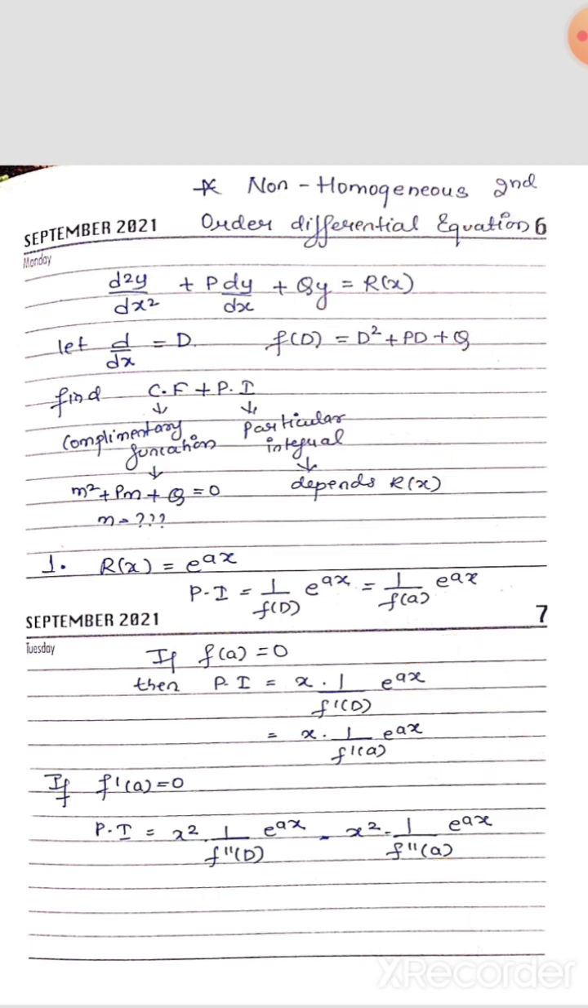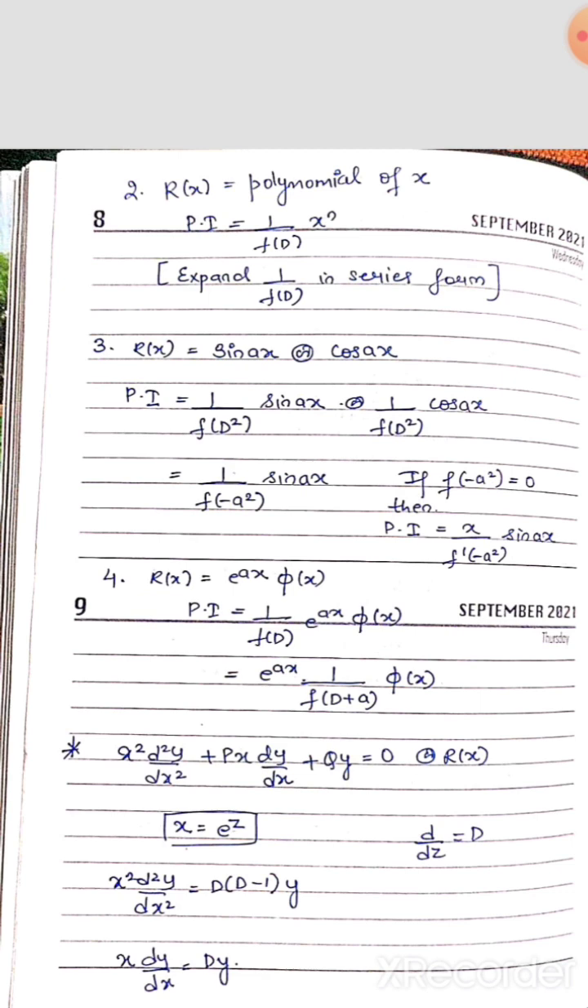Okay, next, if R of x is a polynomial, then the particular integral will be 1 by f of D, x to the power of n. If R of x is sine of ax or cos of ax, find the particular integral 1 by f of D square, sin ax or 1 by f of D square, cos ax. Then it becomes 1 by f of minus a square, sin ax. Here, why this is so, I will tell you in the solution part.